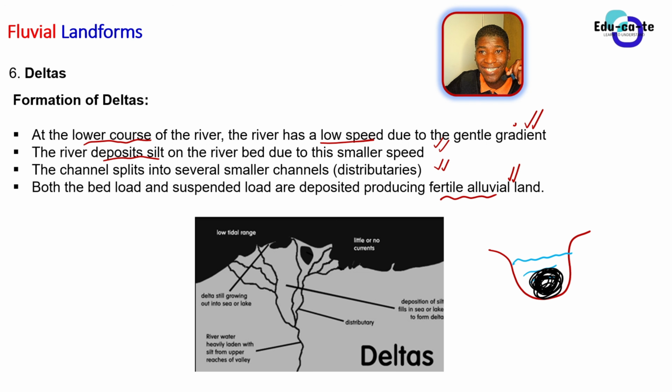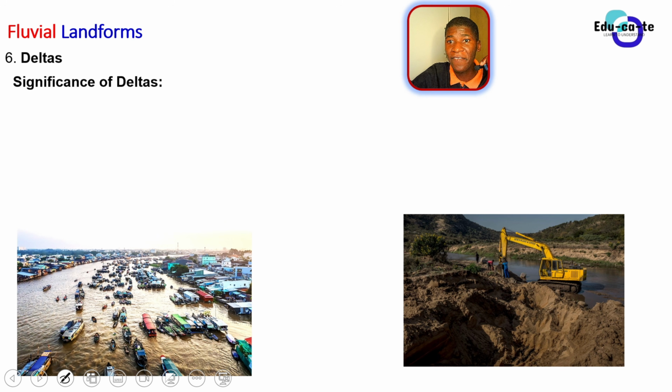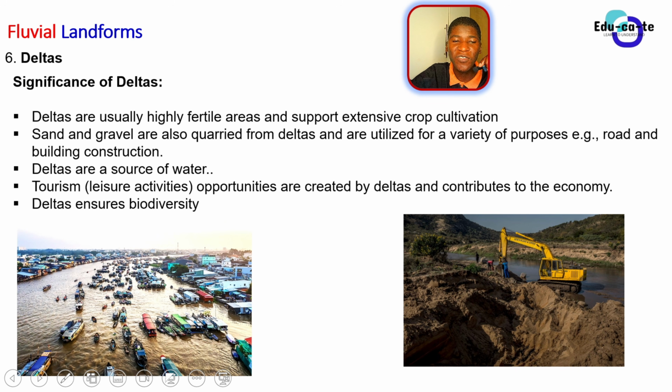So basically, the land is fertile. You are able to plant some crops on it. You're able to do quite a lot of things having these deltas. So deltas are very significant for that because deltas are usually fertile areas and they support extensive crop cultivation. Because we've already said that the load deposited by the deltas is fertile, right? The soil is fertile there, so you can do some crop cultivation. So it's an economic advantage because as we are planting some crops, we'll get some yield, and definitely that will help grow our economy, right?